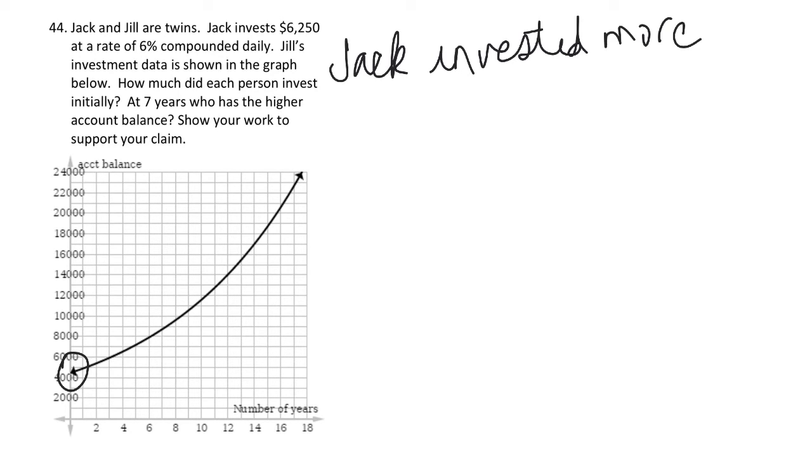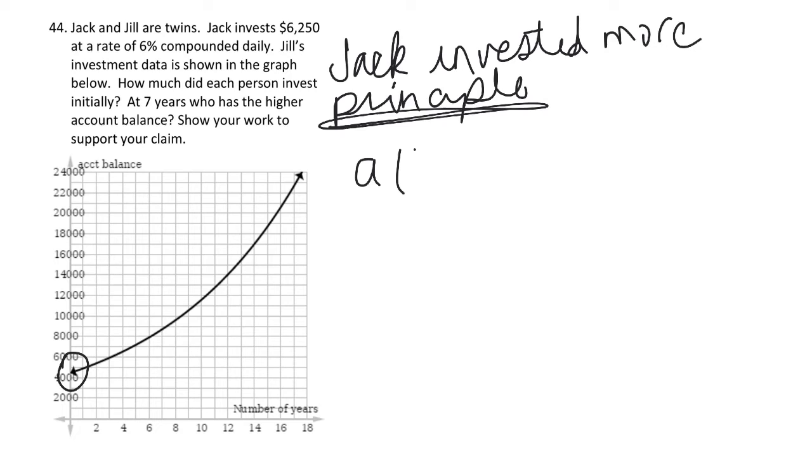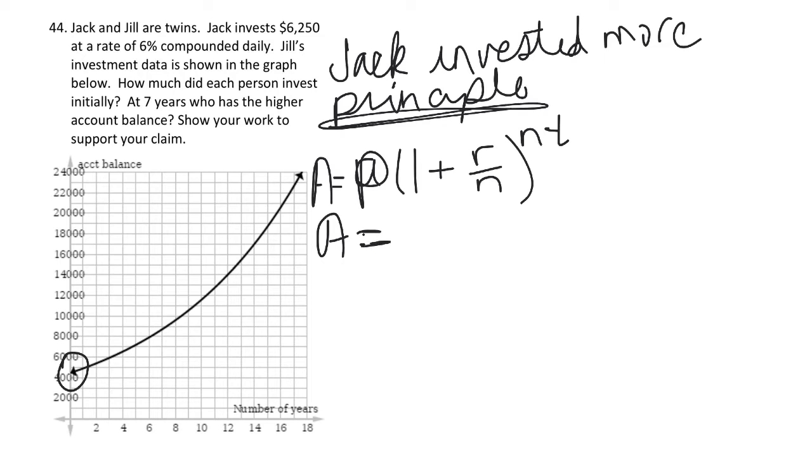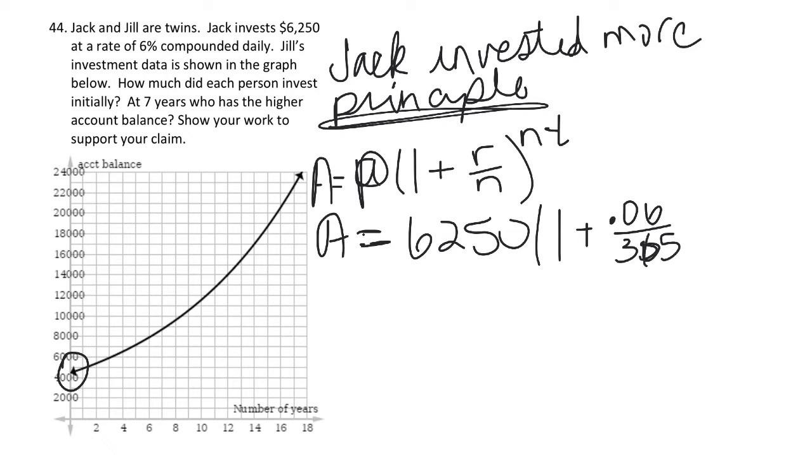And this is called your principal. Sorry for my bad handwriting. So this is called your principal. So who had the most principal? It was Jack here. Now we need to write an equation for Jack. A equals P times 1 plus r over n to the nt. I'm sorry, it's A equals P. So his principal is 6,250. 1 plus 6% as his interest rate is 0.06. Compounded daily, so that's 365 to the 365 times t. This is the equation for Jack.